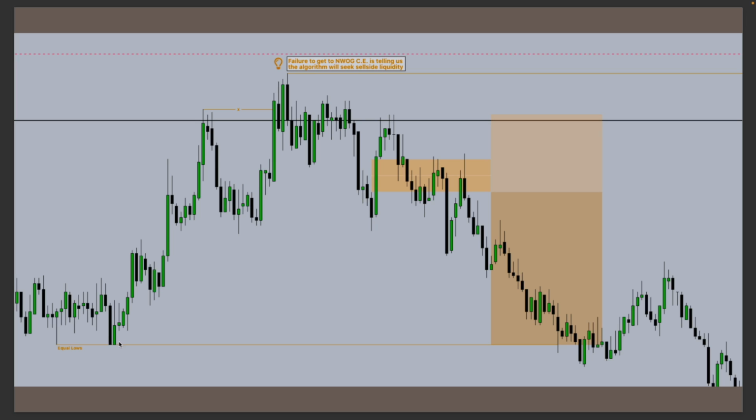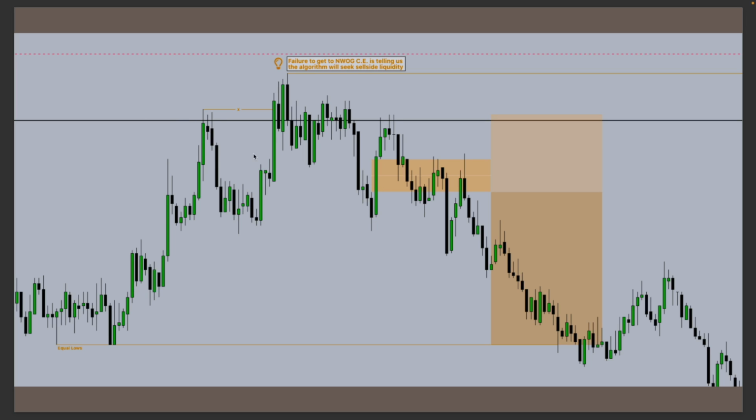Now you can also see we left these equal lows. So this is engineered sell-side liquidity. Okay, so if our higher time frame bias is already bearish and we see these equal lows left on the 1-minute or lower time frames, right? All we're waiting for is the setup that I described in the previous slide.